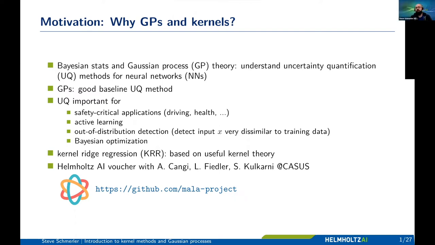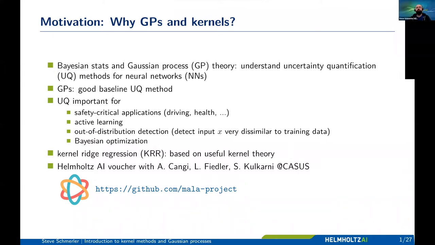All of the stuff I'm talking about today is more or less textbook stuff, so there's nothing new research, at least not from my side. But I think it's good to disseminate these theoretical foundations and the connections to neural networks to everybody working, especially in uncertainty quantification. Uncertainty quantification is a field of neural network research which is pretty important and is performed by a lot of people right now. Many people try to adopt these methods in their applications, be it safety critical things like driving or health. Active learning is an interesting application, but also things not related to neural networks, like Bayesian optimization for very costly objective functions, and even things like out of distribution detection.